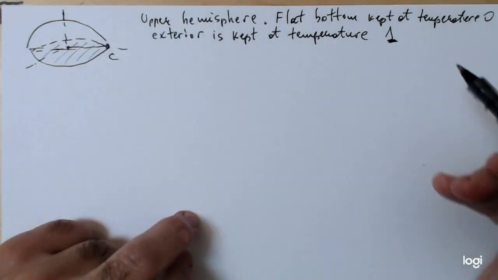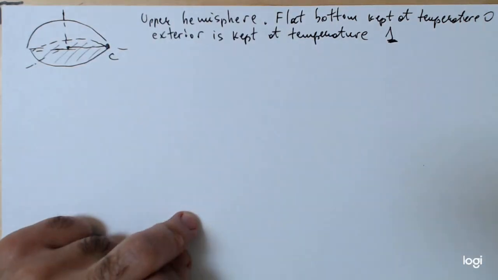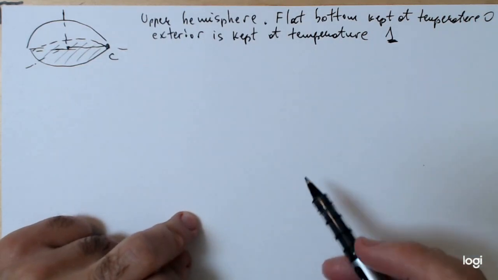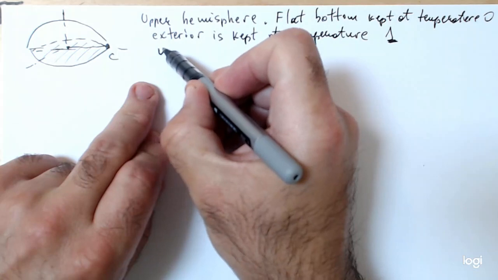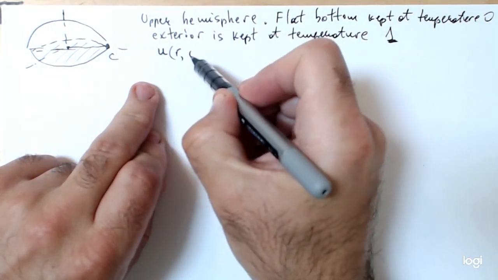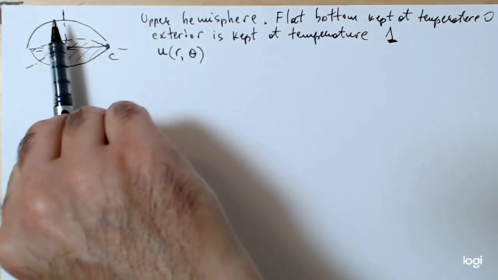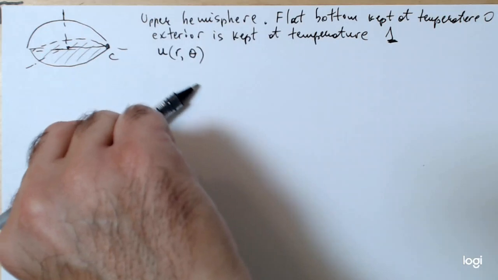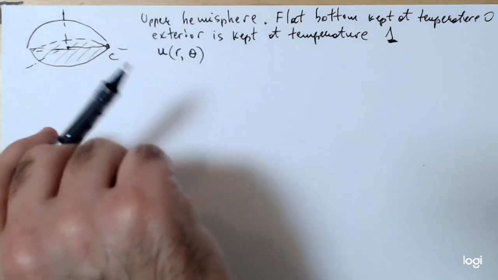So this will be our homogeneous condition. And let's say the exterior of the sphere, the round exterior, is kept at temperature 1. And remember, in this case, we assume that the temperature depends on the radius r and the angle theta. And remember, the angle theta is measured from the positive z semi-axis, clockwise like that, downward to the negative semi-axis.